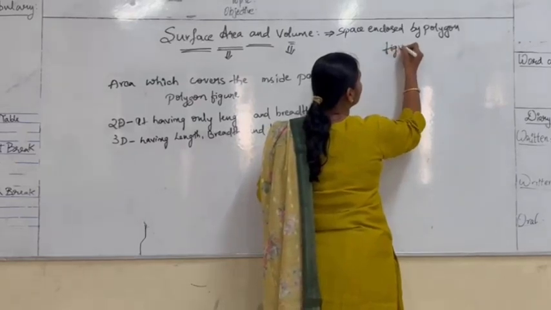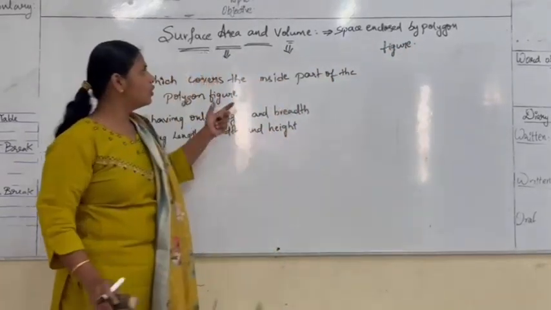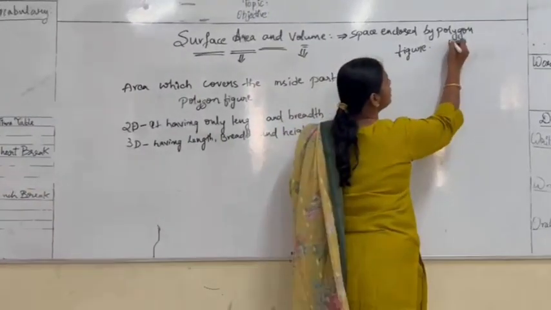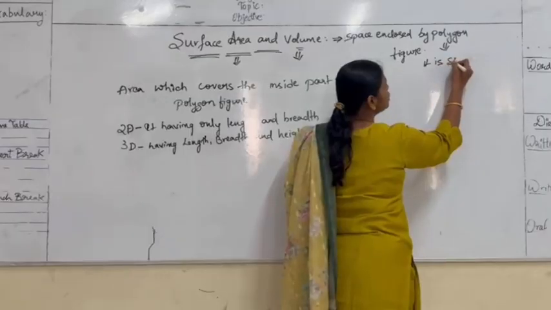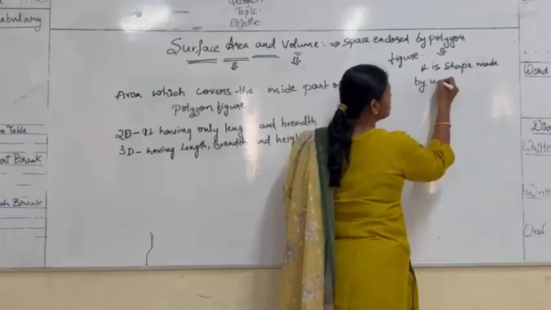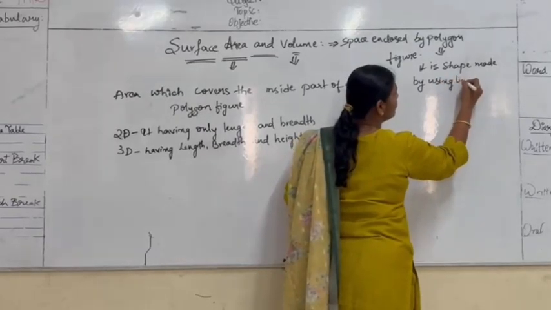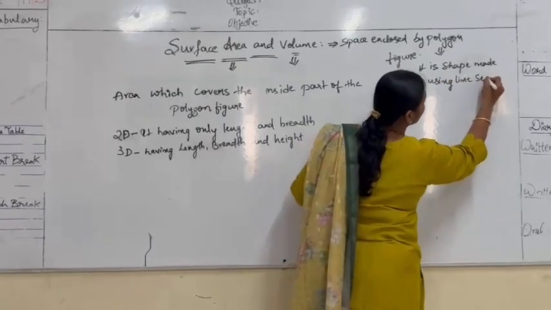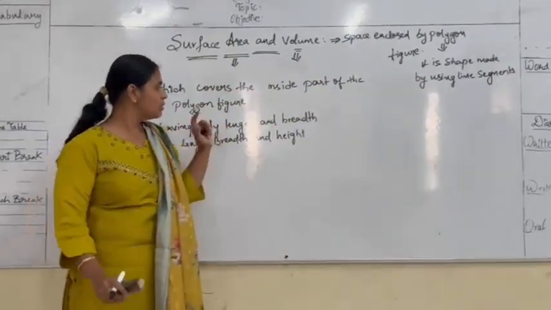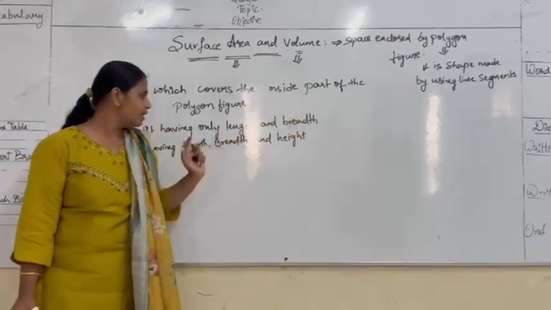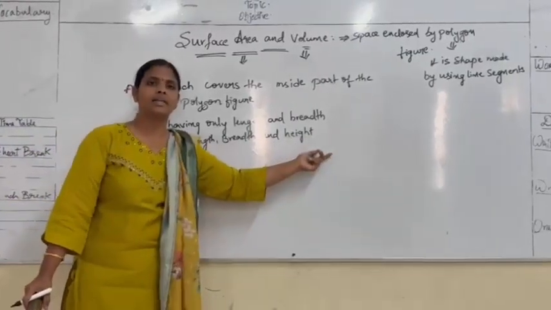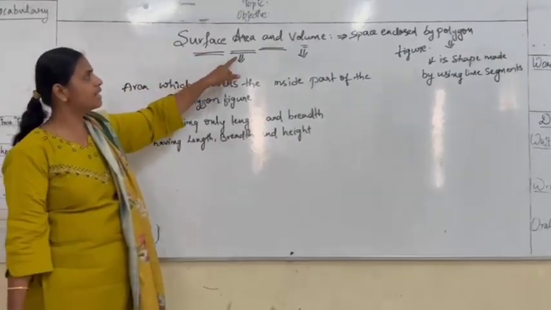Here, what is meant by polygon? A polygon is a shape made by using line segments. It may be a two-dimensional figure or a three-dimensional figure. A two-dimensional figure has length and breadth, while a three-dimensional figure has three dimensions: length, breadth and height. Now I am going to explain surface area and volume.